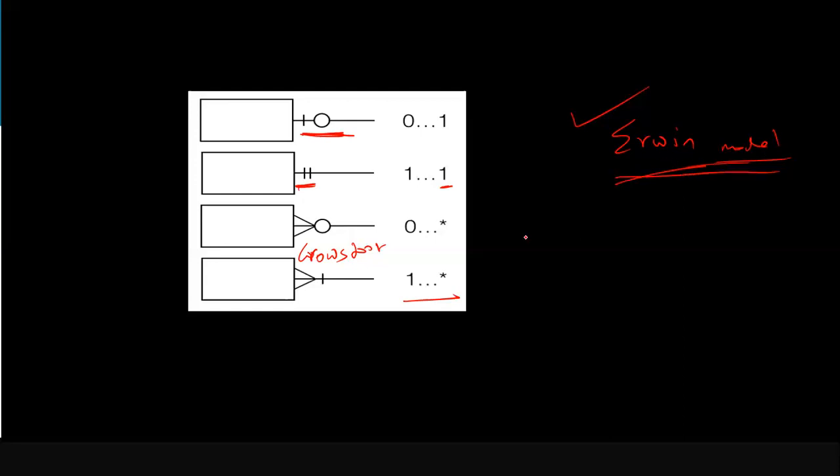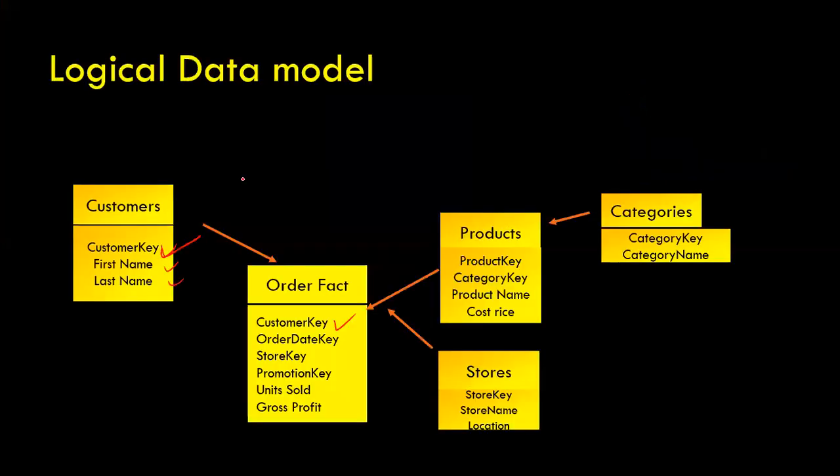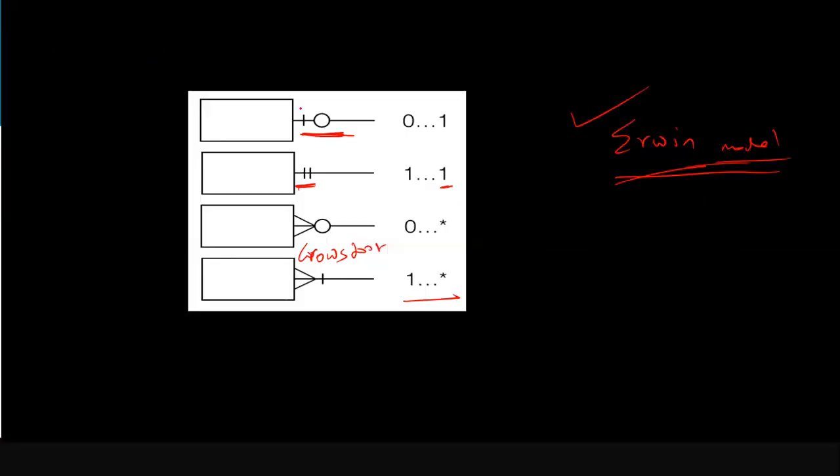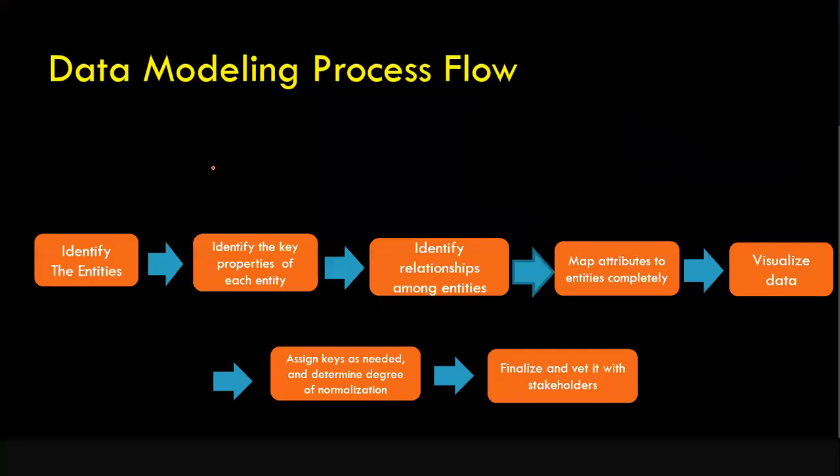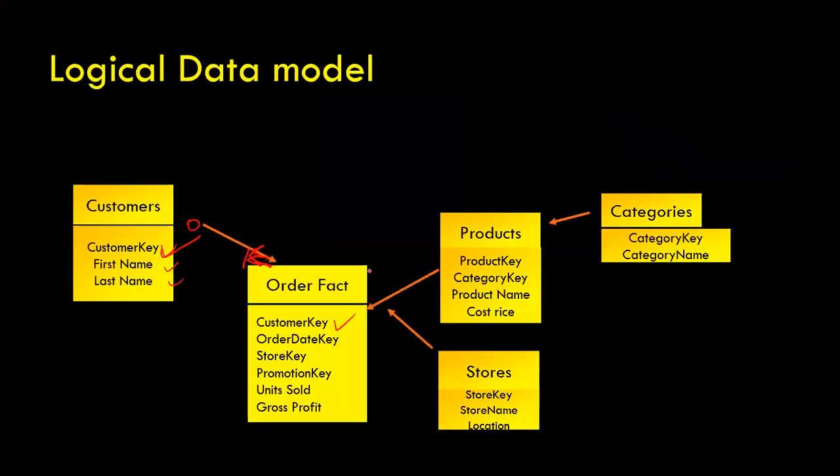In the ER model, you can find something like this: zero or something like this, and the crow's feet. Something like that, right? So these notations will be there along with these tables. With this notation, you can understand very clearly.